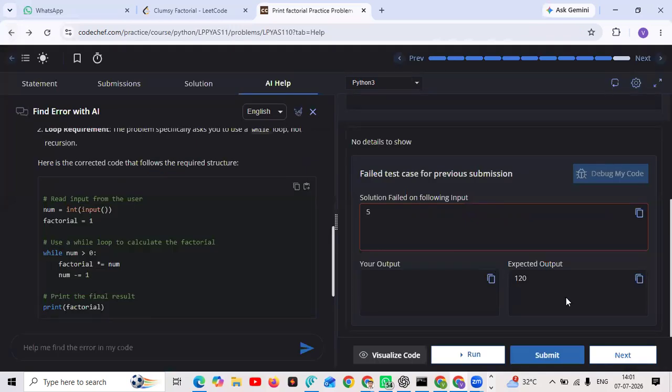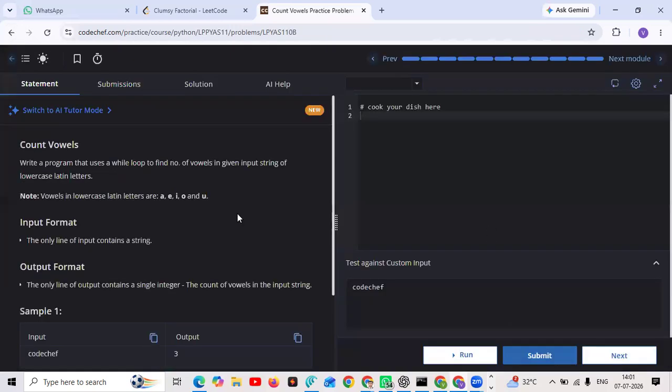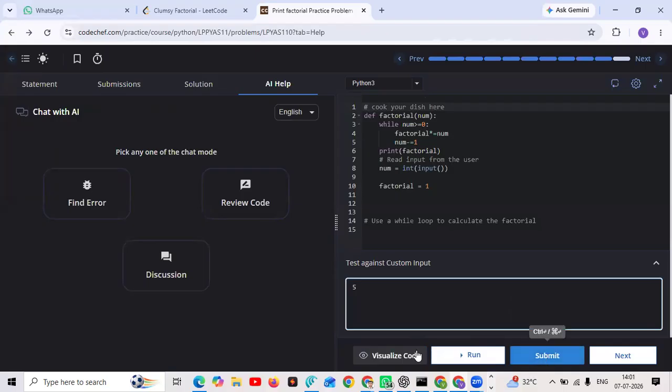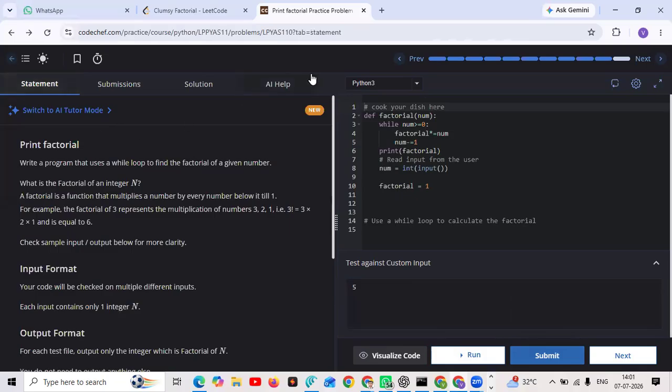So this is CodeChef that I'm using today, and it is very new for me. Actually, it is new for me that I'm not able to generate the data. What is the problem?